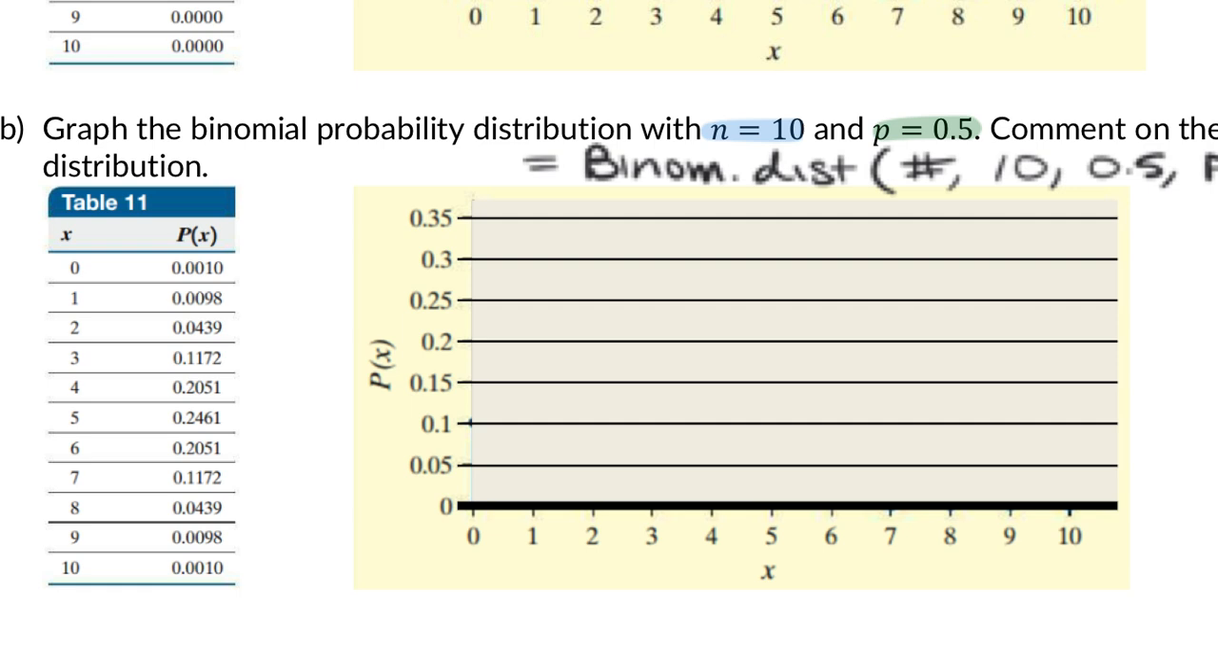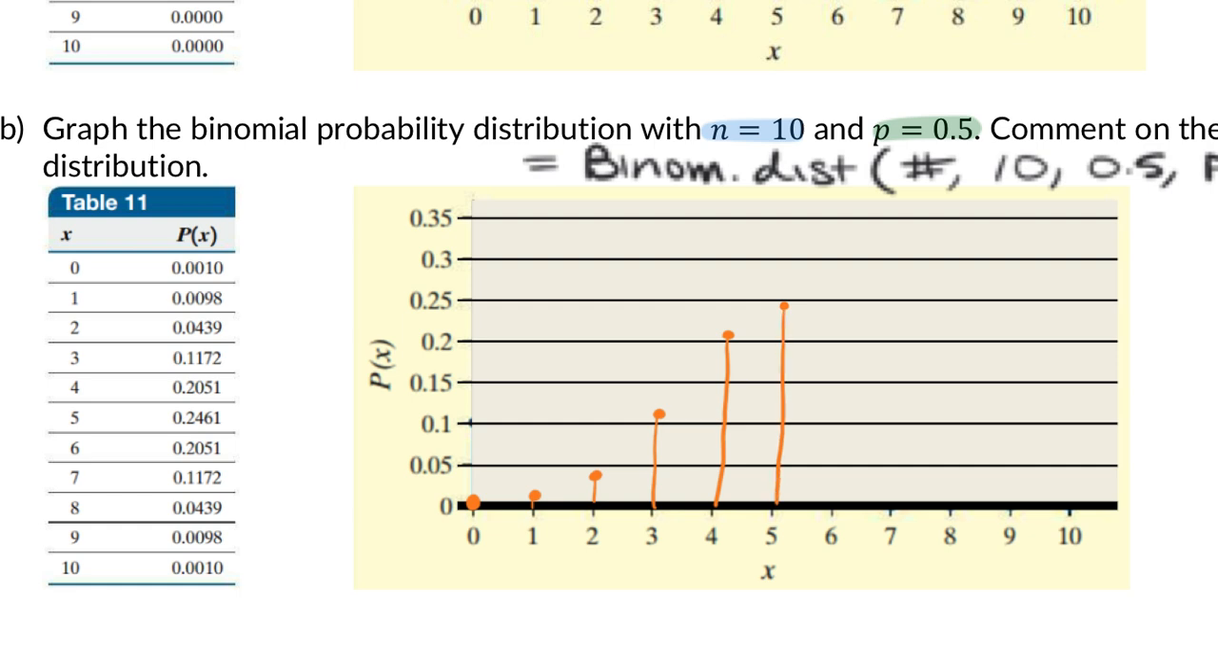We have 0, 0.001. Let me use a color so you can see what I'm doing. How about orange? It's going to be like here. 1, 0.009. It's also going to be like here. 2, 0.04. It's going to be like here. 3, 0.11. It's going to be like here. You see what I'm doing? 4, 0.2-ish. 5, 0.24.